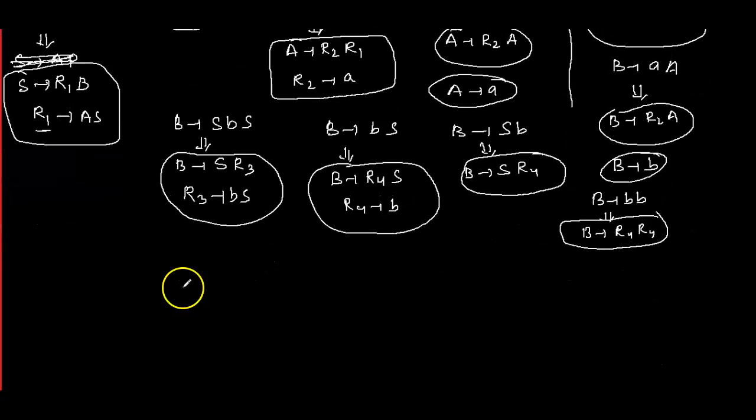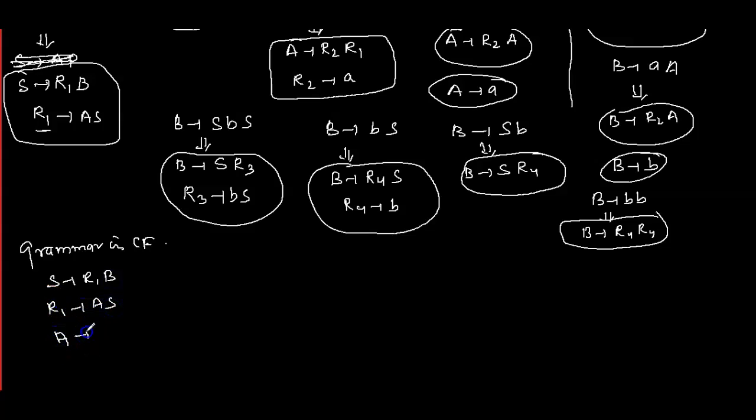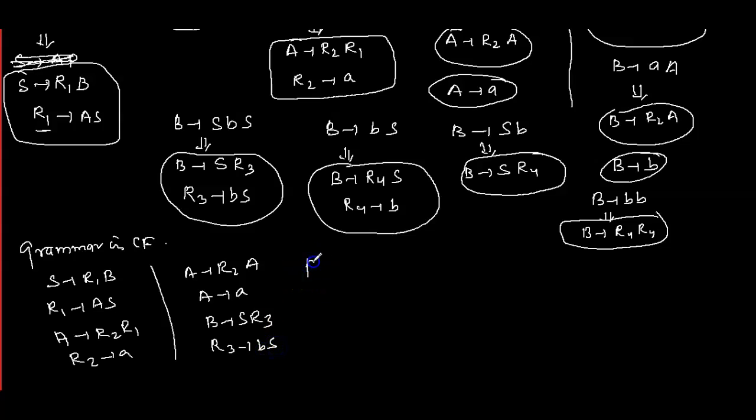Now, what are the circles we have to mention, right? Grammar in CNF, all which one circle is there? S derives R1B. R1 is equal to AS. A is equal to R2R1. R2 is equal to small a. Write all together only. You can see here all are in the form of CNF. A is equal to R2A. A is equal to small a. B is equal to SR3. R3 is equal to BS. B is equal to R4S. R4 is equal to small b. B is equal to SR4.